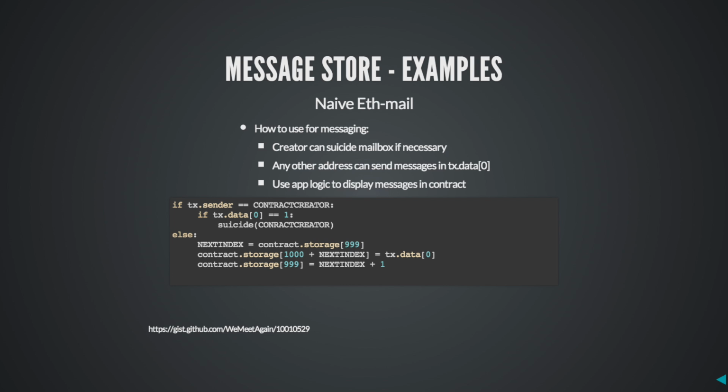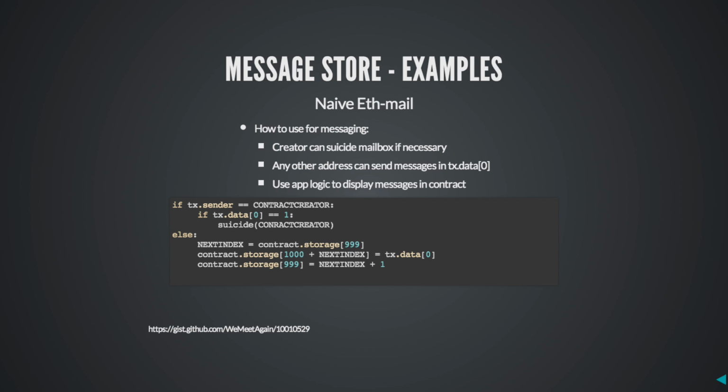basically, the only thing you're allowed to do if you are the contract creator, we're assuming this is your mailbox contract, is suicide it, get rid of it if you are done with it, I guess. Otherwise, it's going to be someone else who's sending you a message, ideally. And so you are going to create a list of all of the messages that have ever been sent to you. So you're going to pull the next index of the next slot in the contract to store the message at.